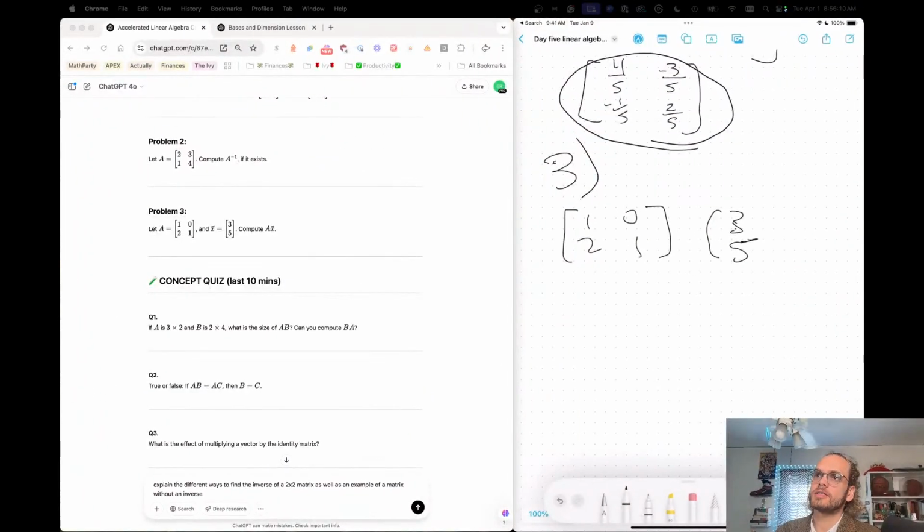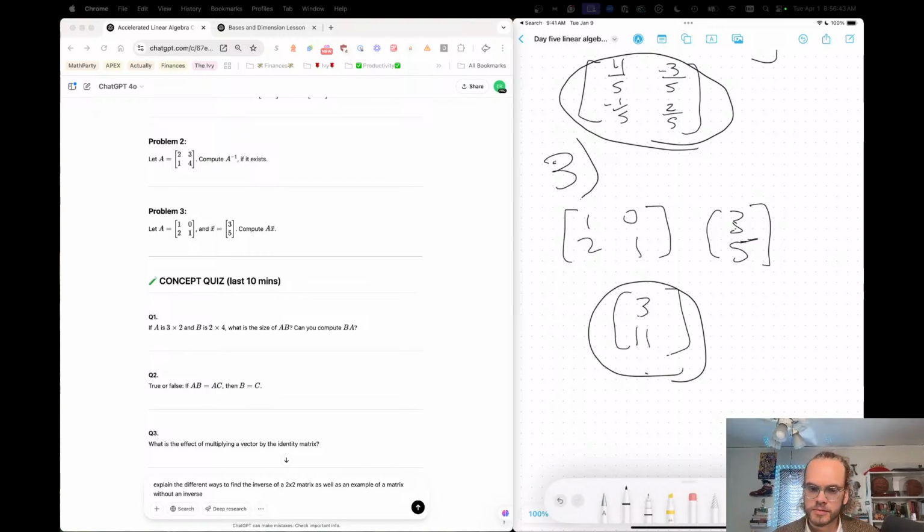So I'm fiddling with OBS stuff here. There we go. Easier lesson than some of the others. So anyways, the answer is going to be a 2 by 1 matrix. So 1 times 3 is 3, 0 times 5 is 0, so 3. 2 times 3 is 6, 1 times 5 is 5, so 11. This is the answer for A x vector.